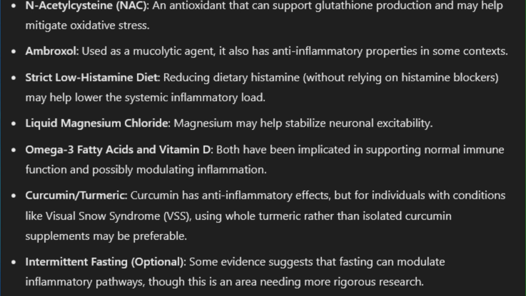Now, the next one should be approached with caution, as it has shown to have a negative effect on those with visual snow syndrome. The next one is an anti-inflammatory agent, I guess, which is curcumin or turmeric. Turmeric is probably the better option, as it's more stable. And using whole turmeric rather than isolated curcumin supplements may be preferable for most.